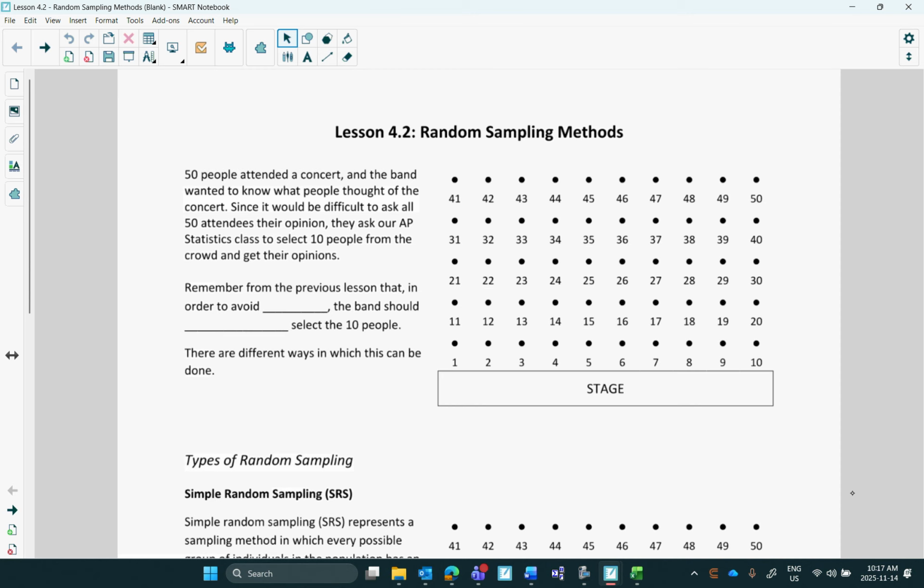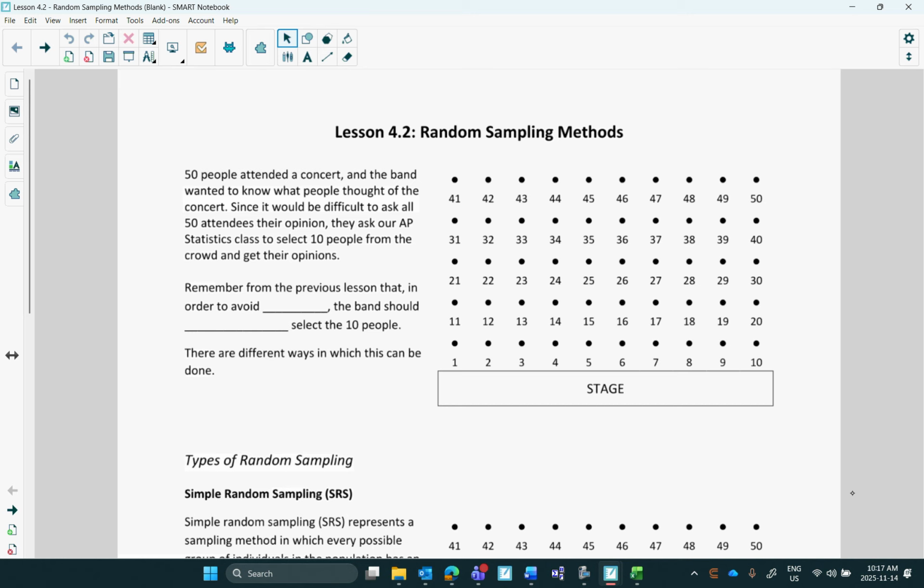So here's the situation. Here's the problem. You've got 50 people who attended a concert. This is how they're seated. Here's the stage. Okay. And the band wanted to know what people thought of the concert. And since it would be difficult to find and get opinions from all 50, they asked us to select 10 people from the crowd and get their opinions.